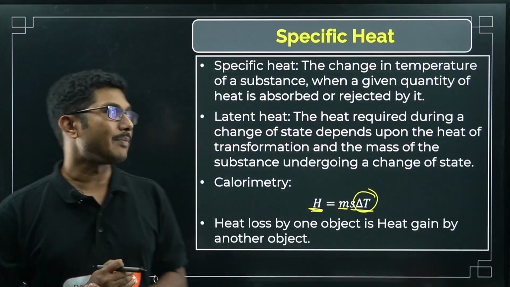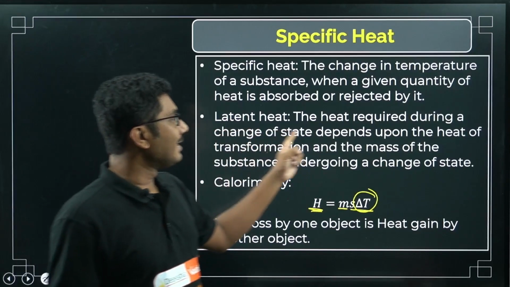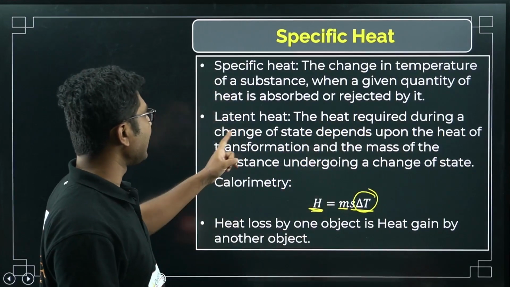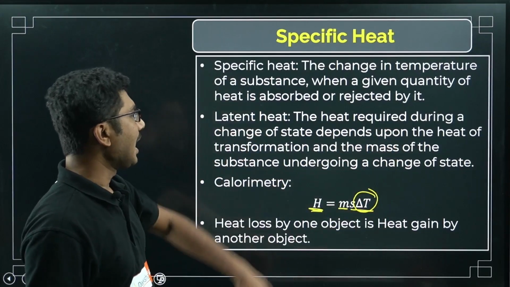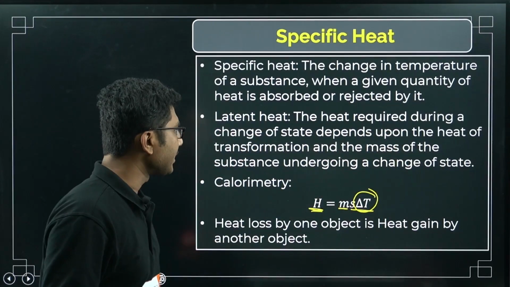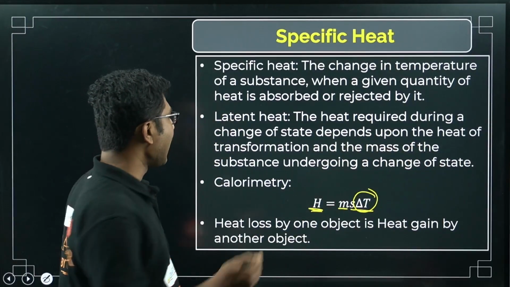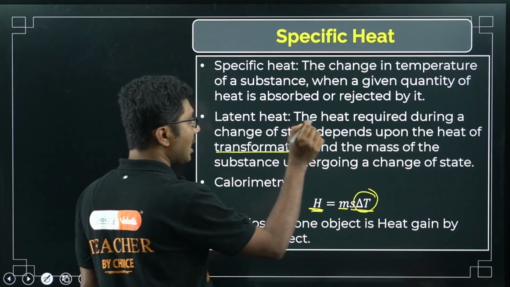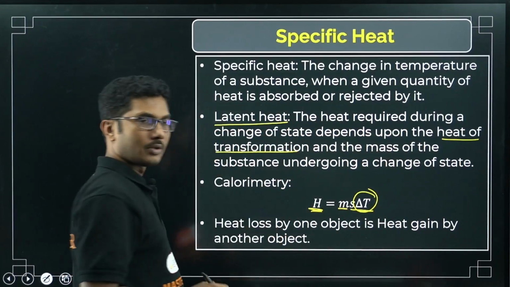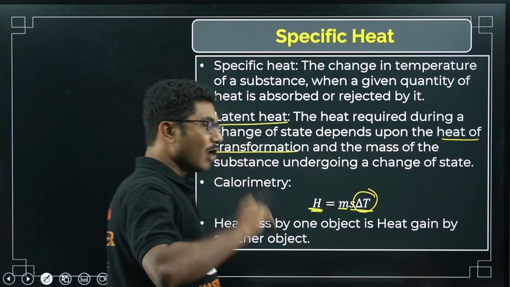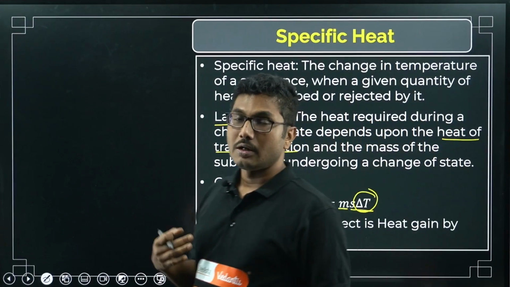Latent heat can be classified into two more parts. We will see that. The heat required during a change of state depends upon the heat of transformation and the mass of the substance undergoing the change of state. So obviously it depends on the mass and the heat of transformation. This heat of transformation is called latent heat. Okay, so how many phase changes can happen in our day-to-day life?